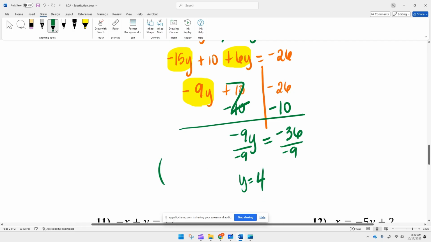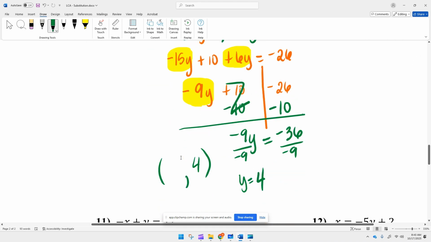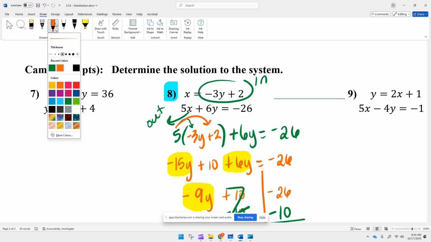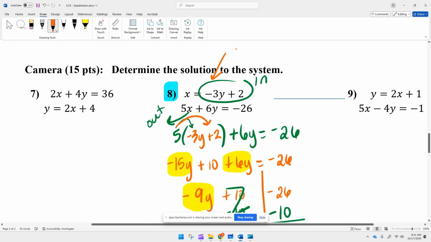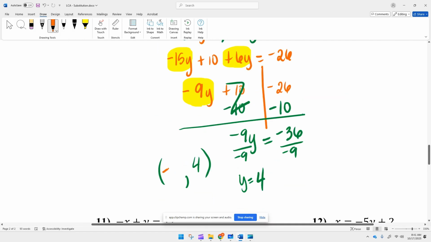So again, we need to make sure that we go back. We found the y value, so we need to go back and find the x value. So looking at the x value, that's negative 3 times 4 is negative 12. I'm substituting into this equation. So I'm saying negative 3 times 4 plus 2. Negative 3 times 4 is negative 12, plus 2 is going to give me negative 10. So our solution here is (negative 10, 4).